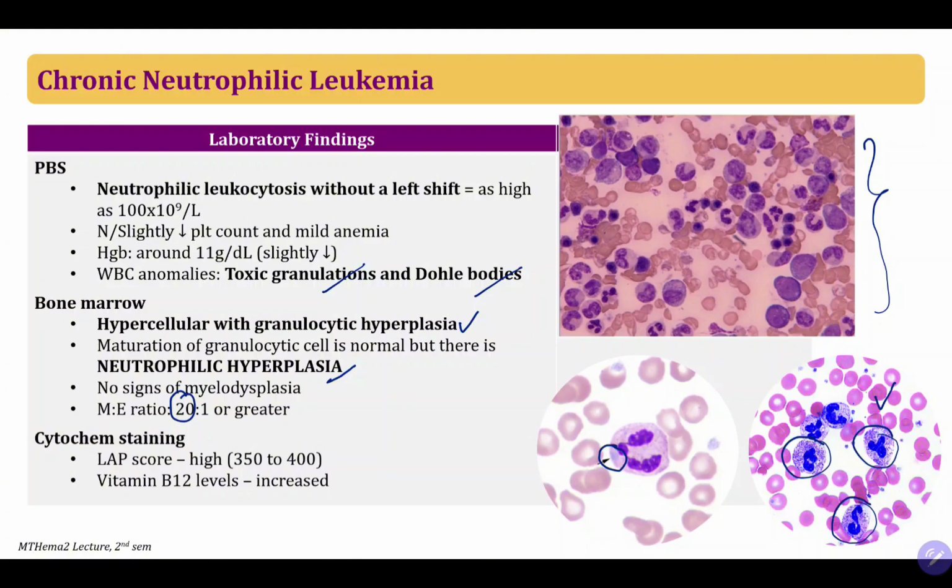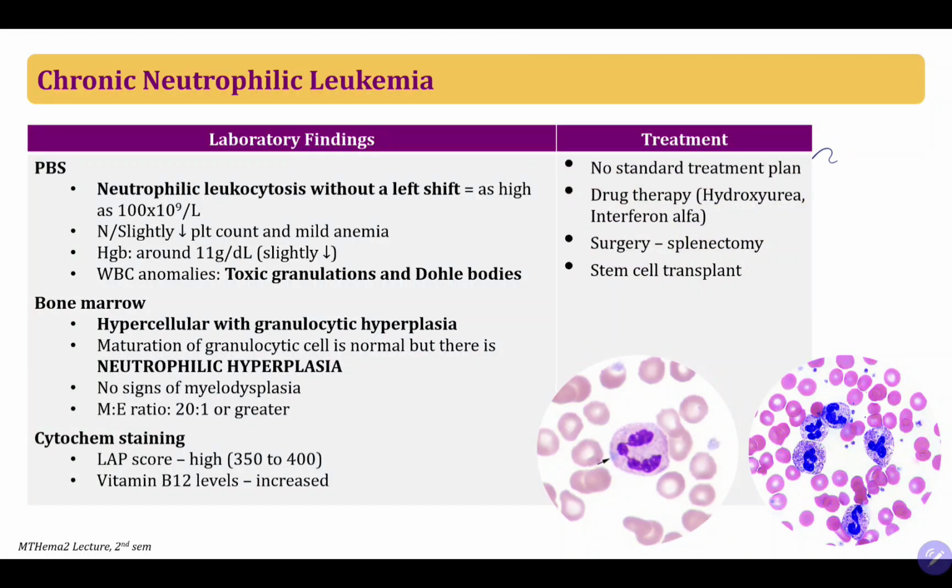The lab score could be as high as 350 to 400, and there will be increased levels of your vitamin B12. So, there's no standard treatment for CNL. However, the usual use of your myelosuppressive drugs, such as your hydroxyurea and interferon alpha, are used to be able to stop the increased production of your neutrophils.